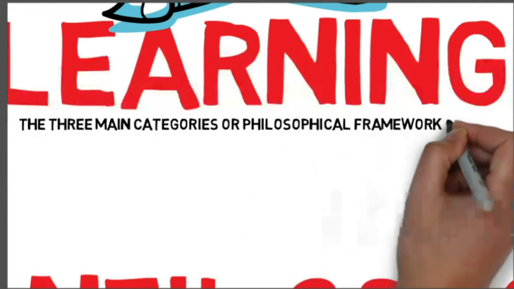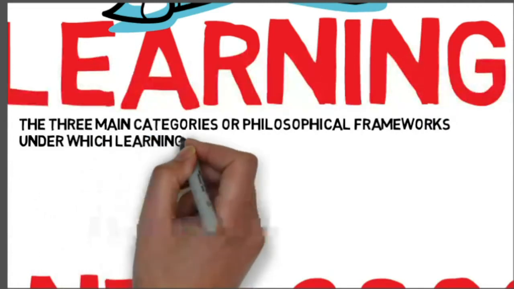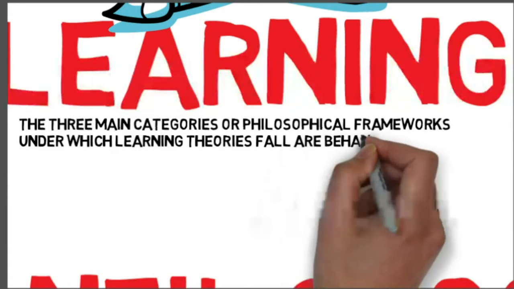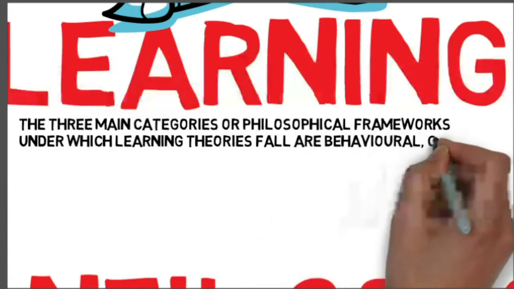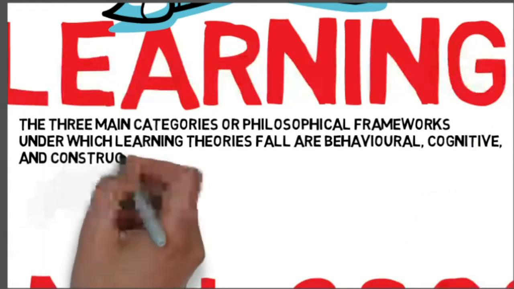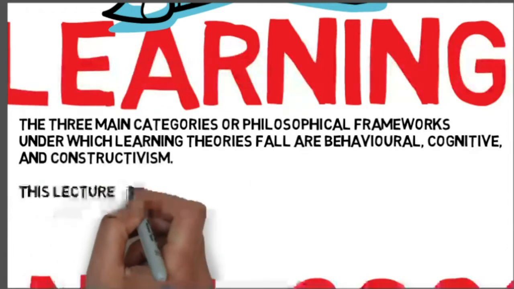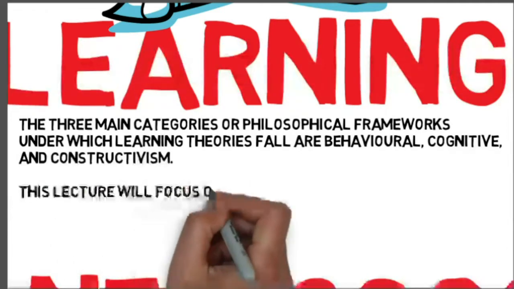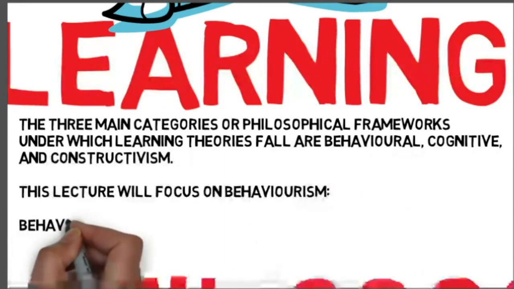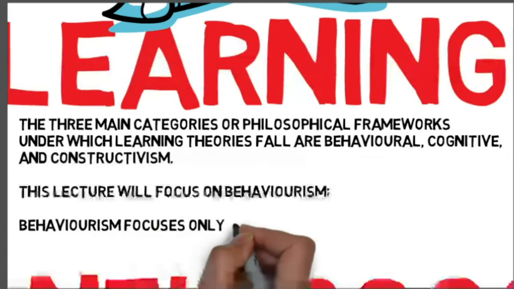cognitive, and constructivism. Behaviorism focuses only on the objectively observable aspects of learning. Cognitive theories look beyond behavior to explain brain-based learning. In addition, constructivism views learning as a process in which the learner actively constructs or builds new ideas or concepts.